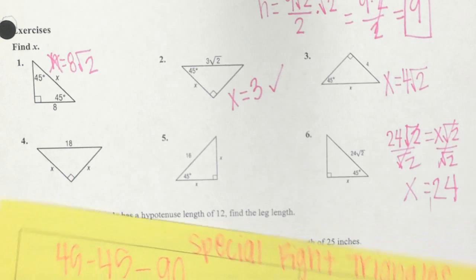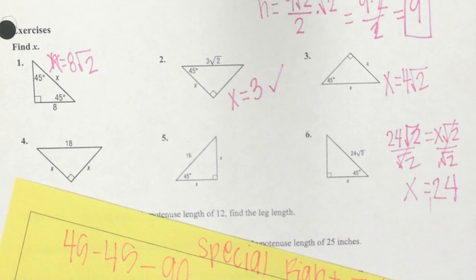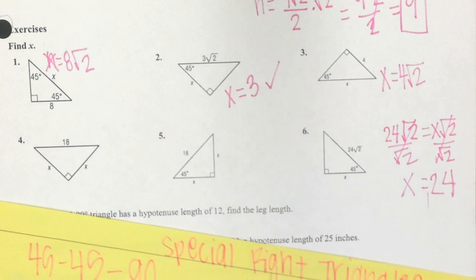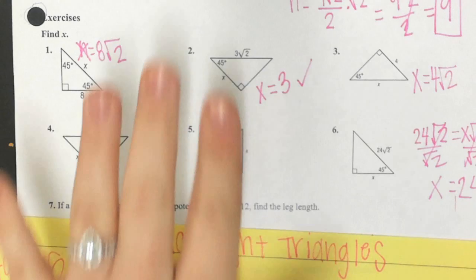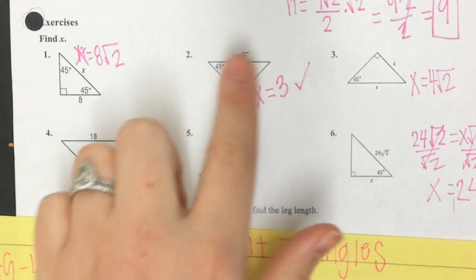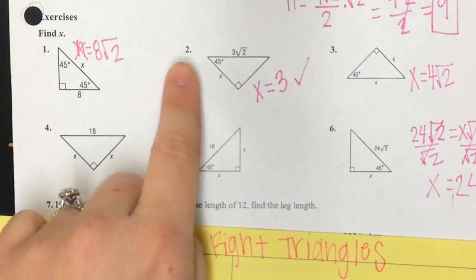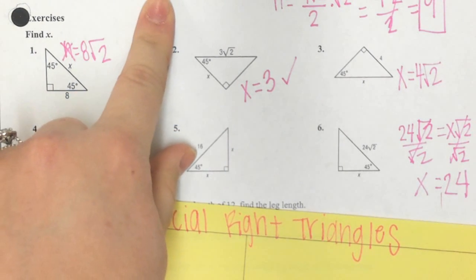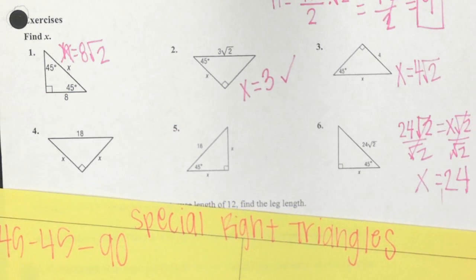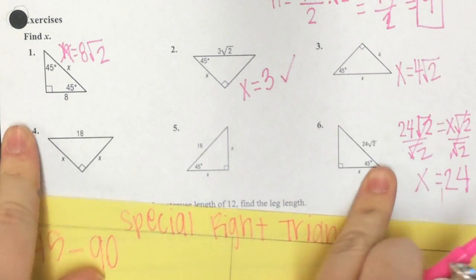Now, 4 and 5 are a little bit trickier because they don't have square root of 2. Yes, Ivy? Because I know that if it's a 45, 45, 90 triangle, the leg is x and the hypotenuse is x square root of 2. Oh, okay. Okay? So those four are best case scenarios.